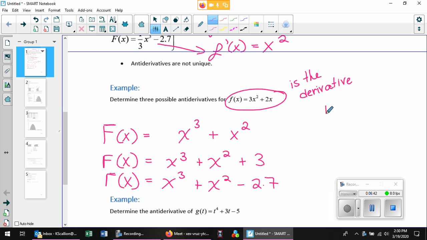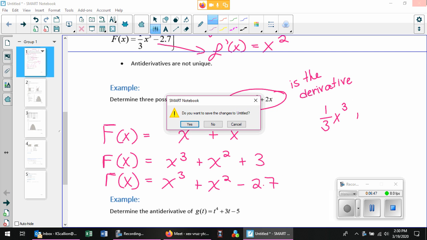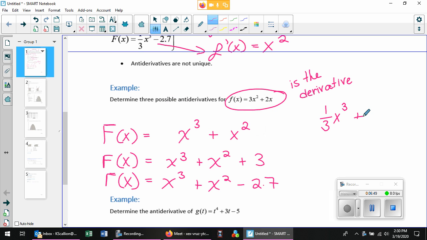So if I had 1/3 x cubed plus 1 x squared, when I do this, this would come down, and this one would be 3 over 3 x squared, like when I'm deriving it, and that would be 1x squared, or 1/3 x squared. So putting a fraction in front isn't going to give me the derivative I want, so we can't do that.